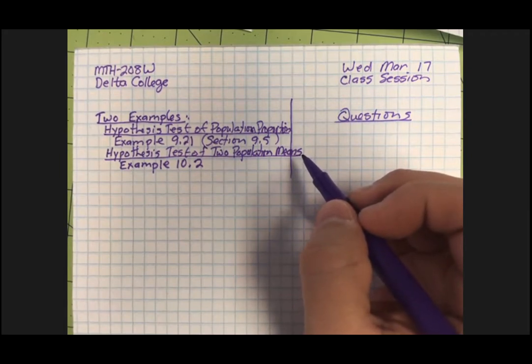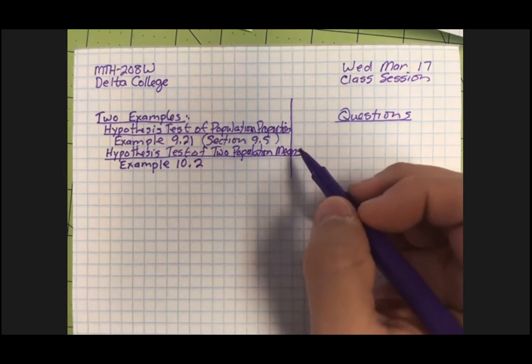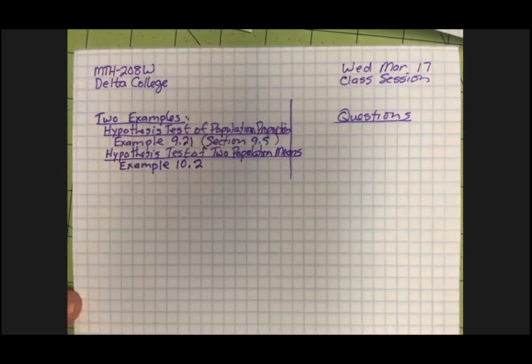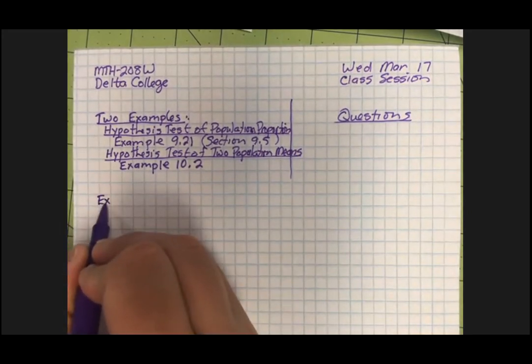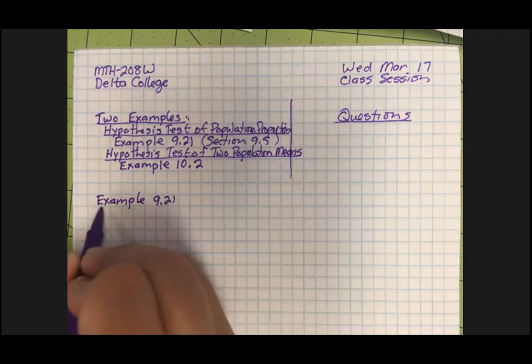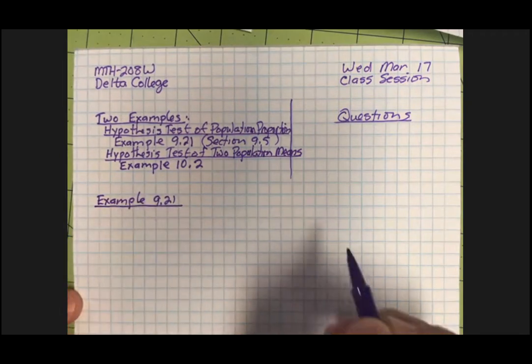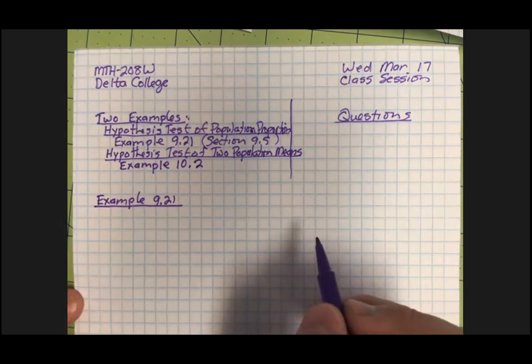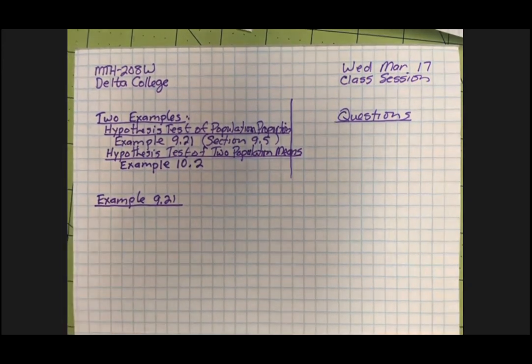But you also want to be able to perform the test by yourself. So let's look at these two examples. And I want to try to pace myself so that I don't spend overmuch time on one example and then give short time to the other example. So let me try to be careful about that. So example 9.21, let me open up the book in front of you so you can see what that is. We'll read it and then we can switch back to it if we need to pick up some more information.